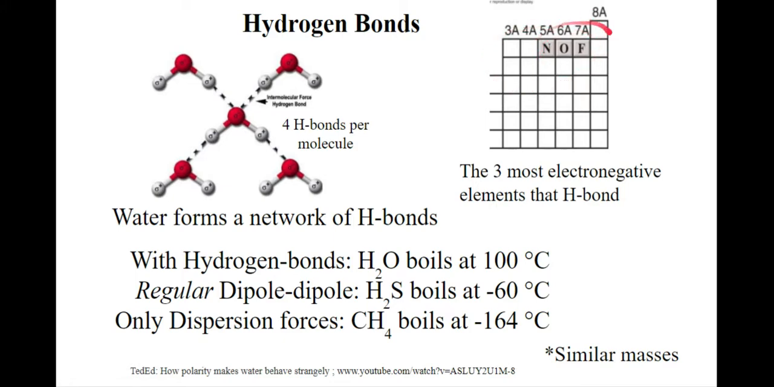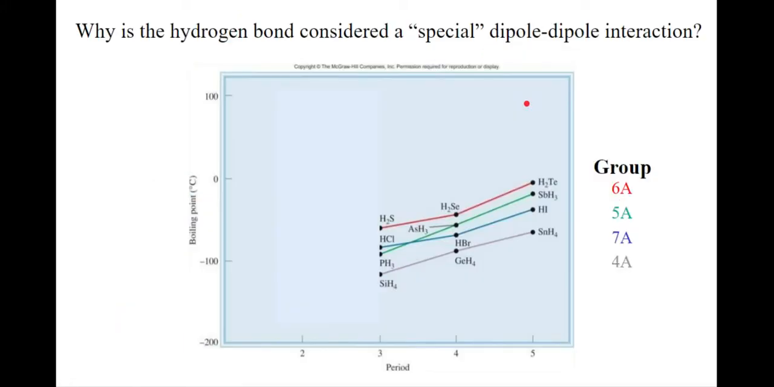So again, here's those three. Those are the three you need to look out for. I know you've been needing to see some more graphs, so here you go. Here is hydrogen bonded to a whole bunch of nonmetals.